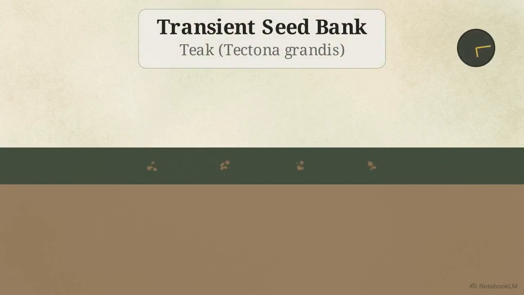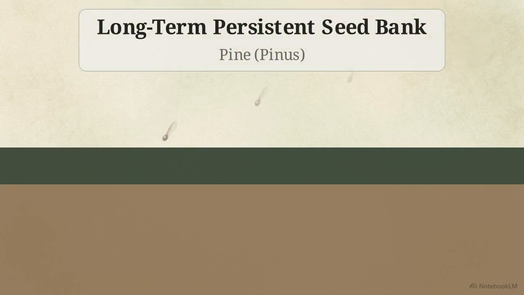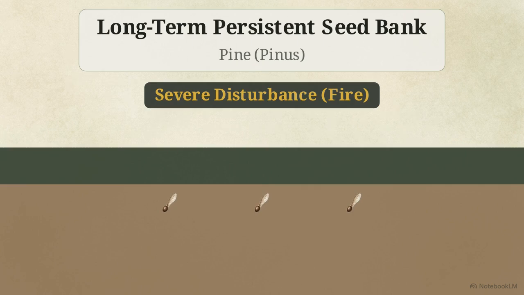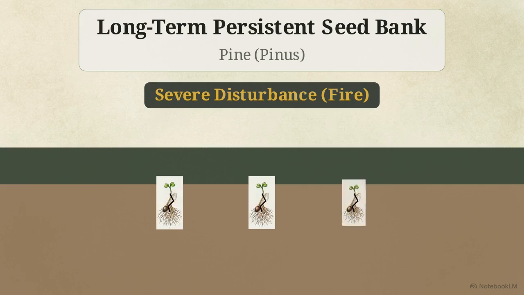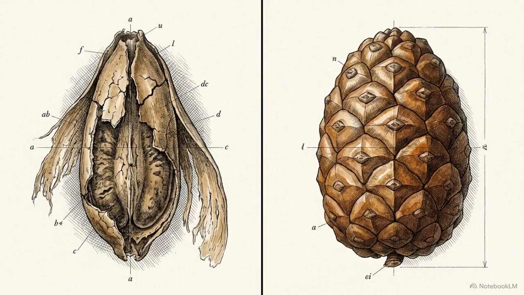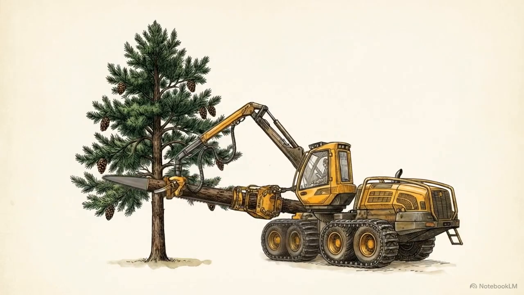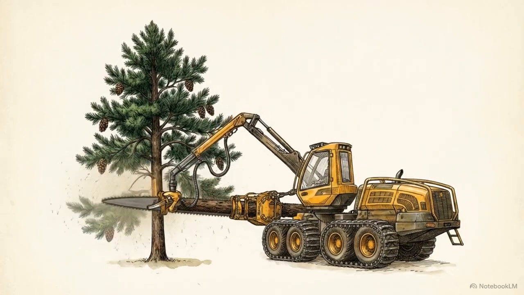Teak seeds remain viable for only weeks, decaying rapidly without ideal conditions. Contrast this with long-term persistent pine seeds. These survive underground for centuries, requiring a severe disturbance, like fire, to break dormancy and trigger explosive growth. Knowing whether a stand relies on a transient or persistent seed bank dictates exactly when and how aggressively the forester must harvest the existing trees to trigger the next generation.